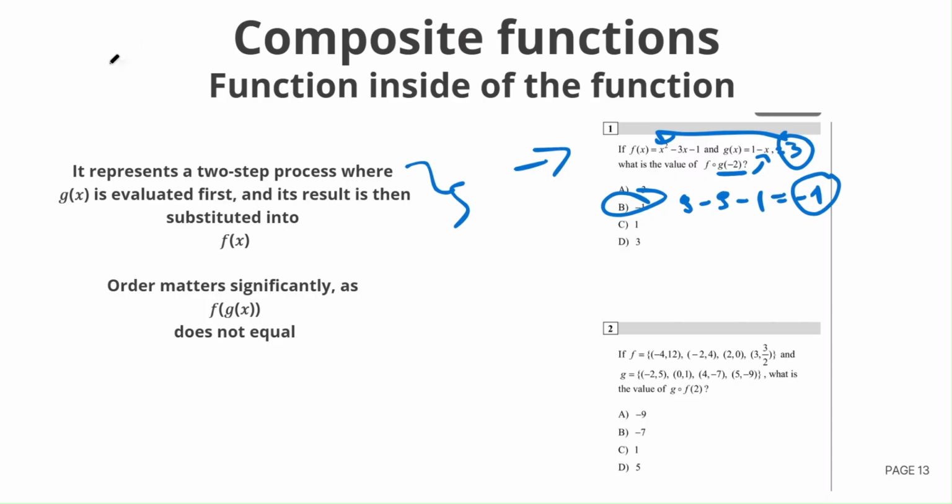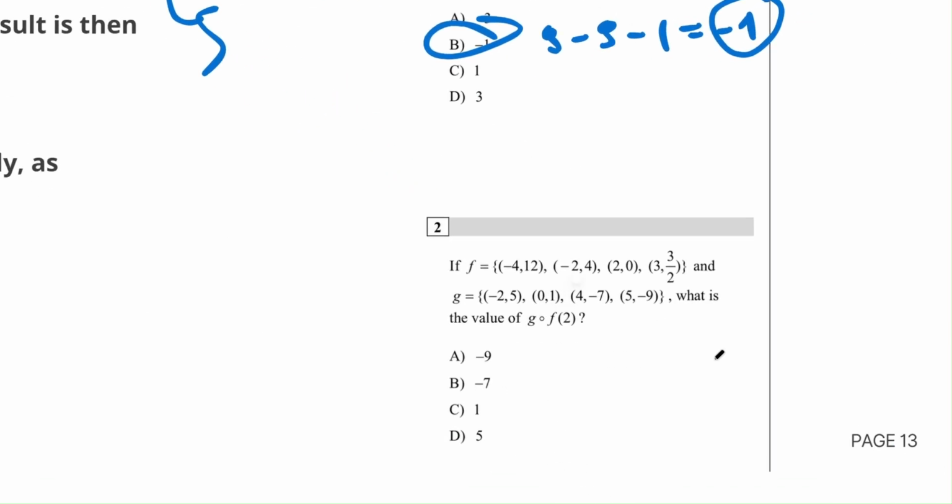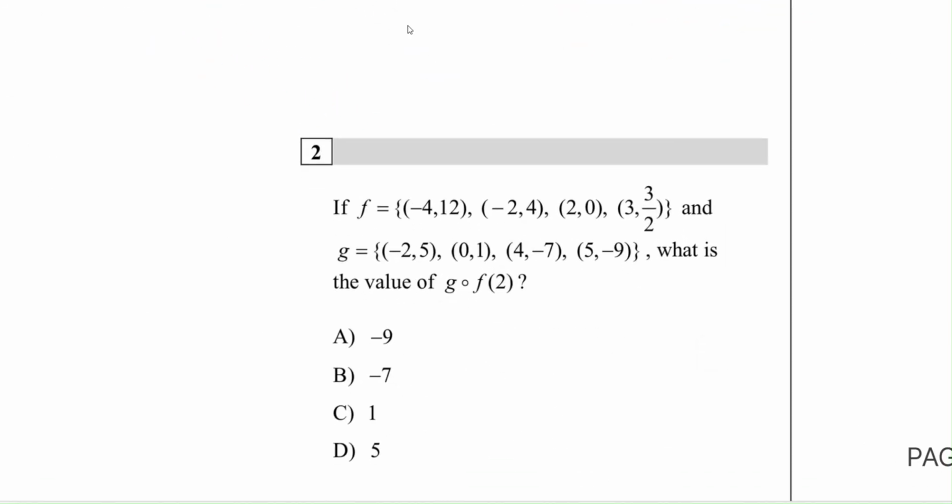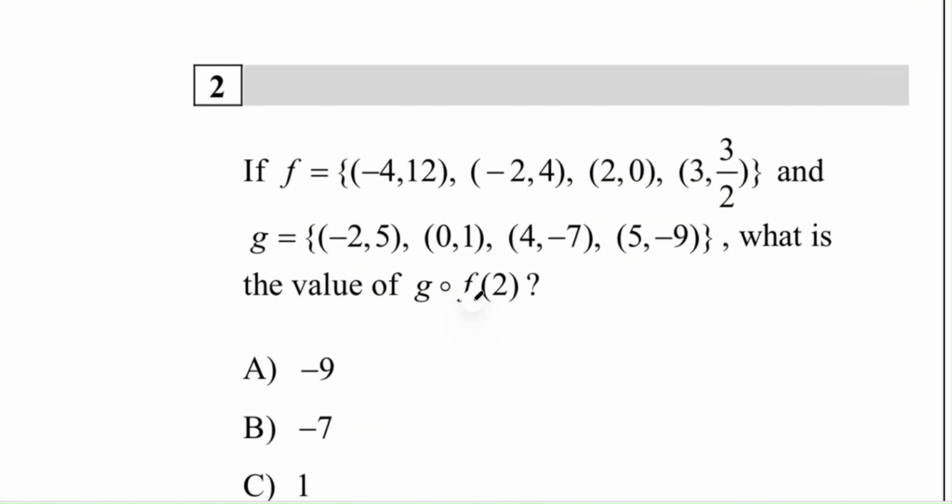And the next thing, as I mentioned, order matters significantly. So in this case, let's look at this. It says we are given 2 sets of numbers and we are asked what is the value of g of f of 2. So since f of 2 comes first, we have to look for f of 2 there. And we have only one option with f of 2.